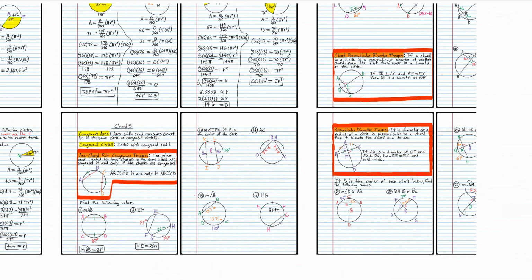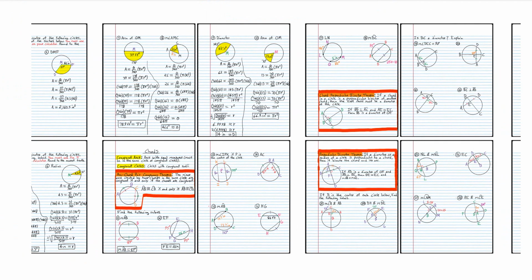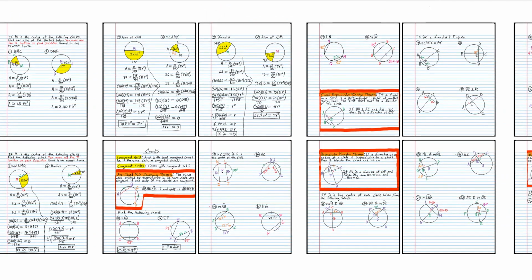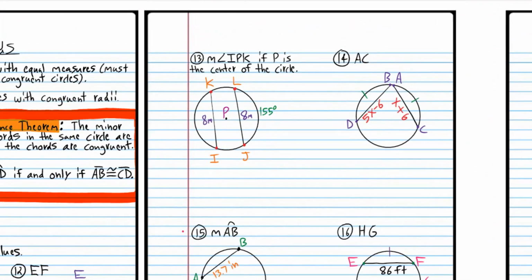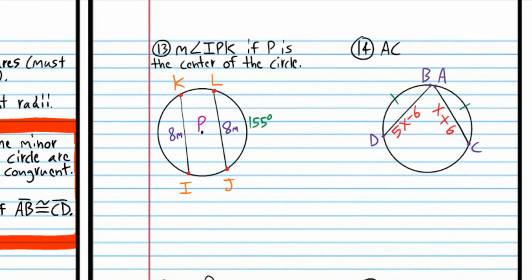Let's see here. Let me get an idea of how many of these we need to do. Looks like we have two more of these to do together. We're looking for the measure of angle IPK. The measure of angle IPK would be this angle here. We're looking for that angle measure.